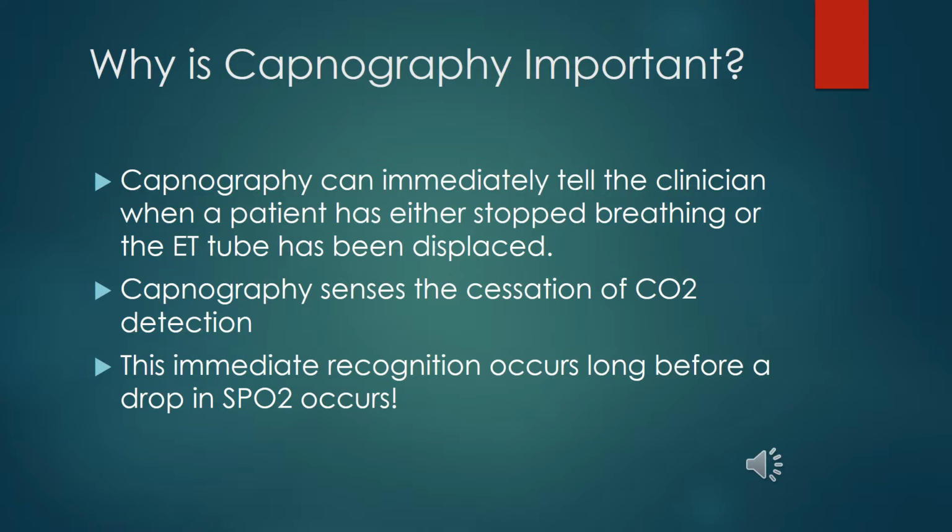Capnography can immediately tell a clinician when a patient has stopped breathing or if the endotracheal tube has become displaced. Because it's done on a breath-by-breath basis, it's immediate. So you'll know long before a patient's oxygen levels or SpO2 drops. You'll know immediately by that CO2 monitor detecting a CO2 of 0, and it typically correlates with apnea.